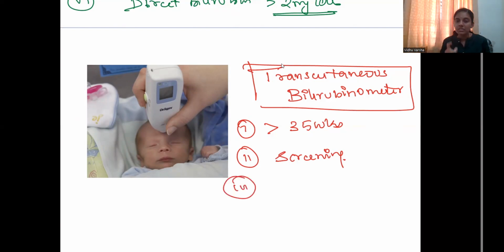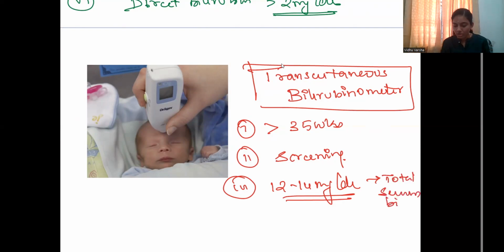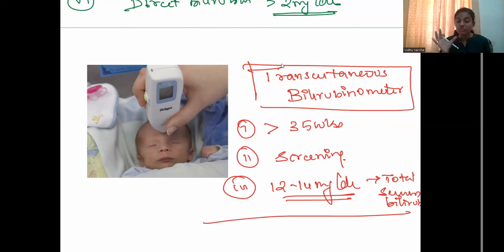Third point, whenever the value in your transcutaneous bilirubinometer is between 12 to 14 milligram per deciliter, then you have to confirm it by using your serum level. Then you have to confirm by using total serum bilirubin. These are the main points regarding which child you're going to check with your transcutaneous bilirubinometer.